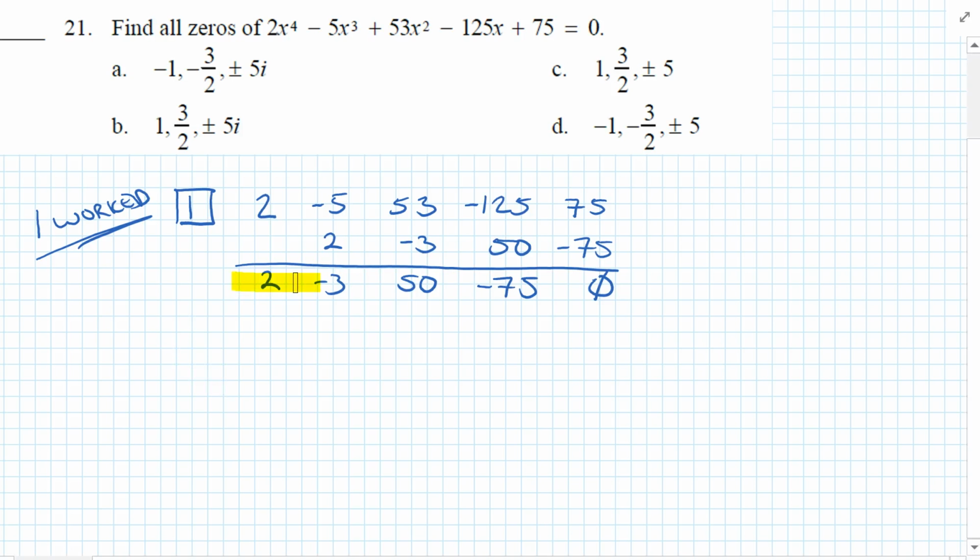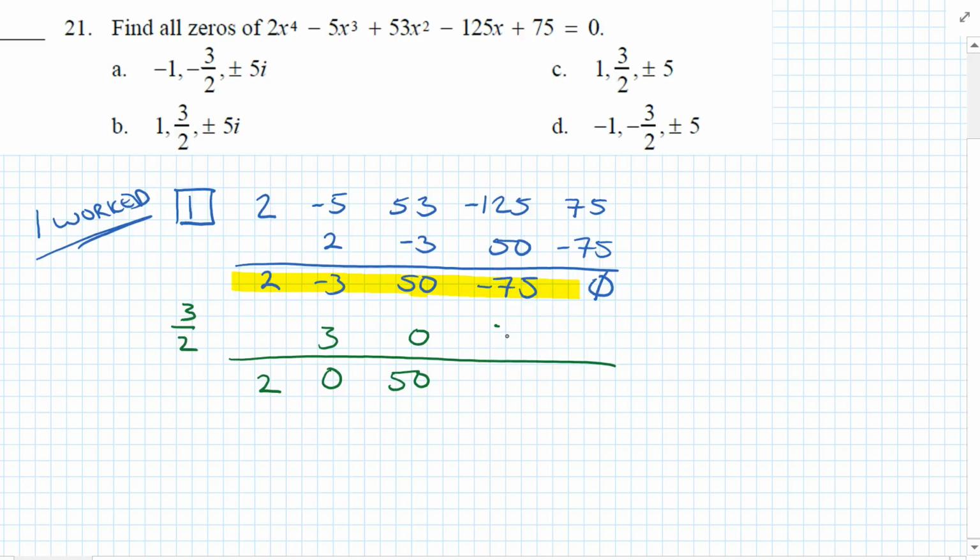Okay, so now we're going to use this set for 3 halves. This better work because it's an answer in both. So you drop the 2. 2 times 3 halves is what? 3. Negative 3 plus 3 is 0. 0 times 3 halves is 0. So the 50 drops. Excellent. 50 times 3 halves is positive 75. So the negative 75, positive 75 drop. So that works as well.